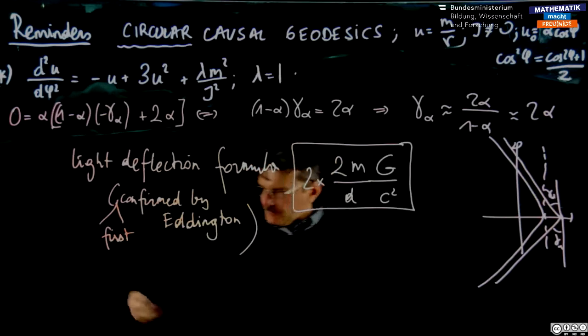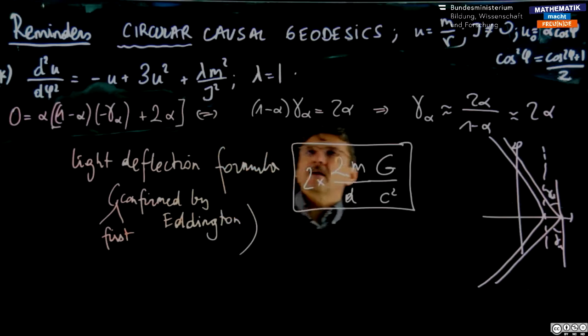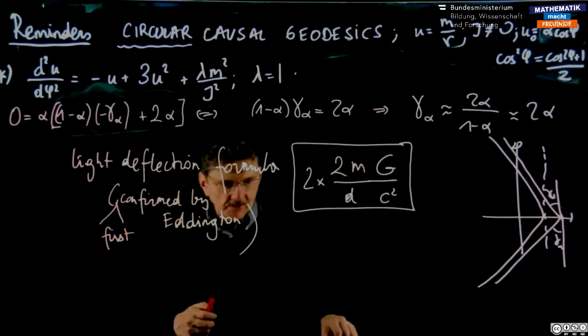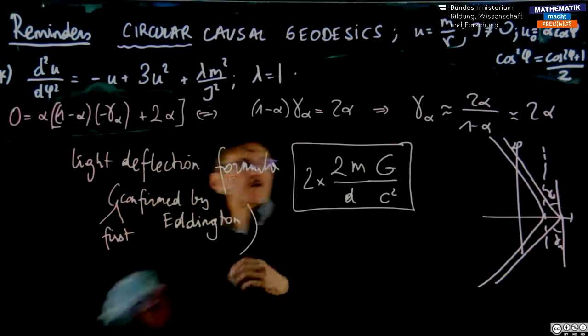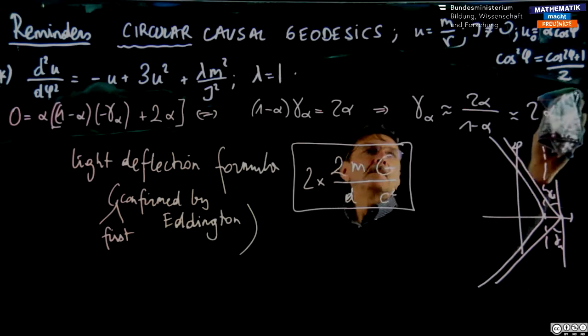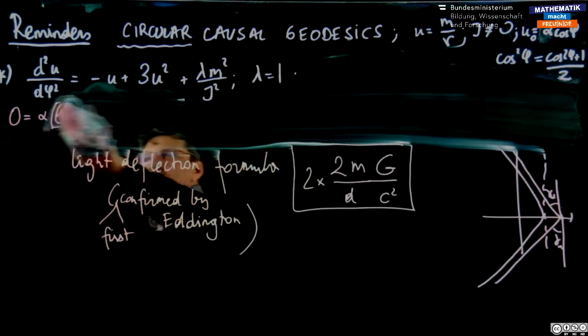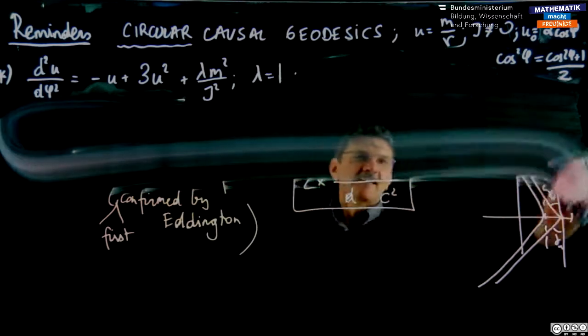So let's see how we're doing with time. We have 10 minutes, so we have enough time to explain the shadow of a black hole. And that's going to be our next section. And I will need Eva's input again. 4.16. Thanks.